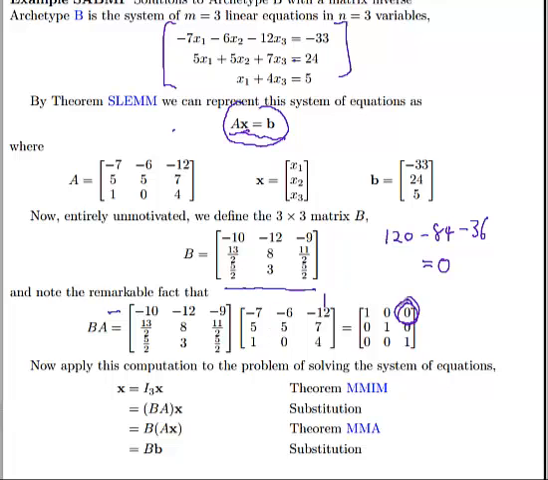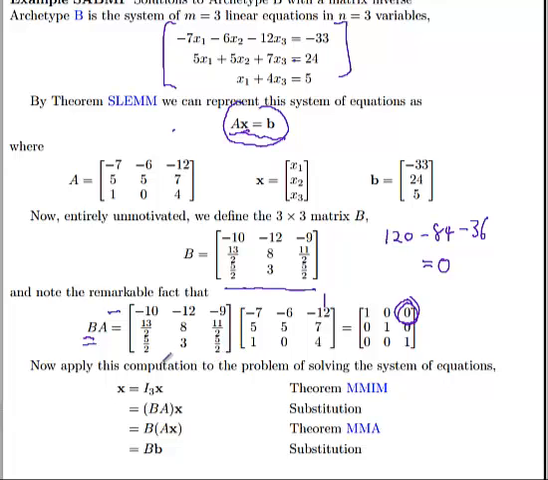And by magic, all of these entries work out, and we get the identity matrix. Now we'll find out later how to actually compute this kind of matrix. But for the moment, let's just take the fact that it does exist.